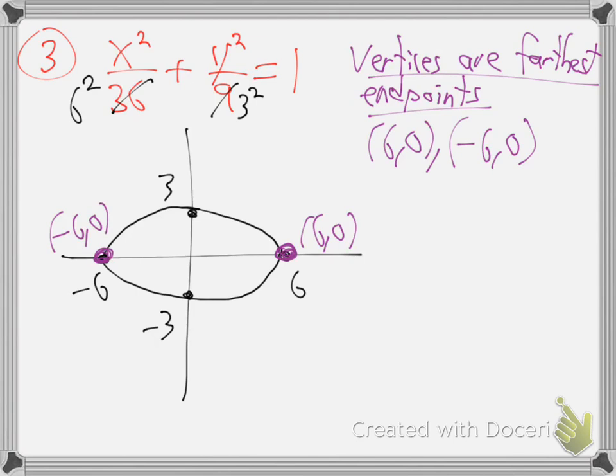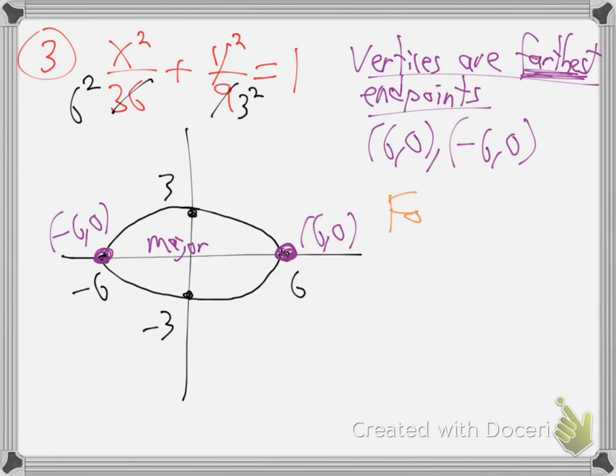They don't want the top and the bottom, the 3, negative 3 thing, because those aren't the farthest, are they? Does that make sense? So vertices are always the farthest endpoints, the biggest dimension. By the way, you call that axis the major axis. This one is wider than it is tall, so the x-axis is the major axis, and the y-axis would be called the minor axis. So when they say they want the vertices, they want the endpoints on the bigger axis, the major axis, the farthest endpoints.